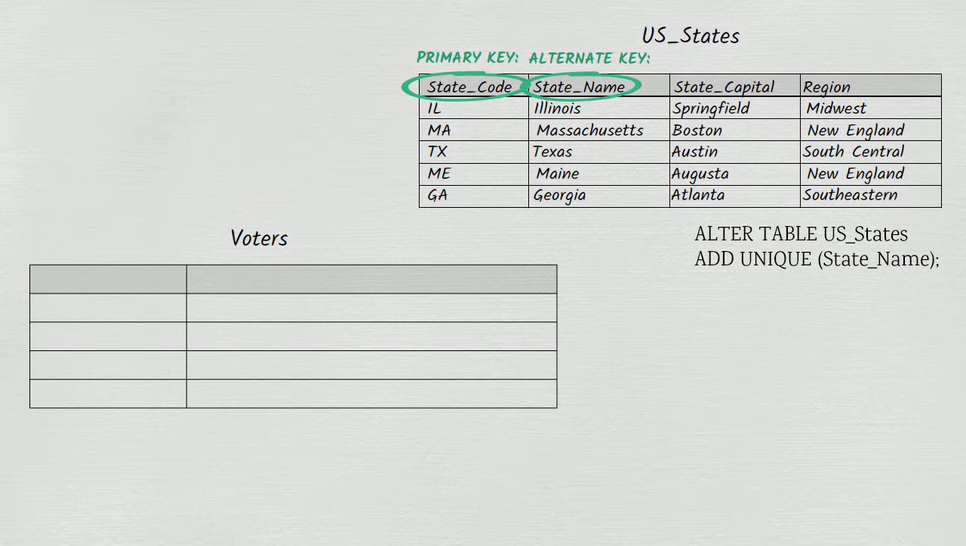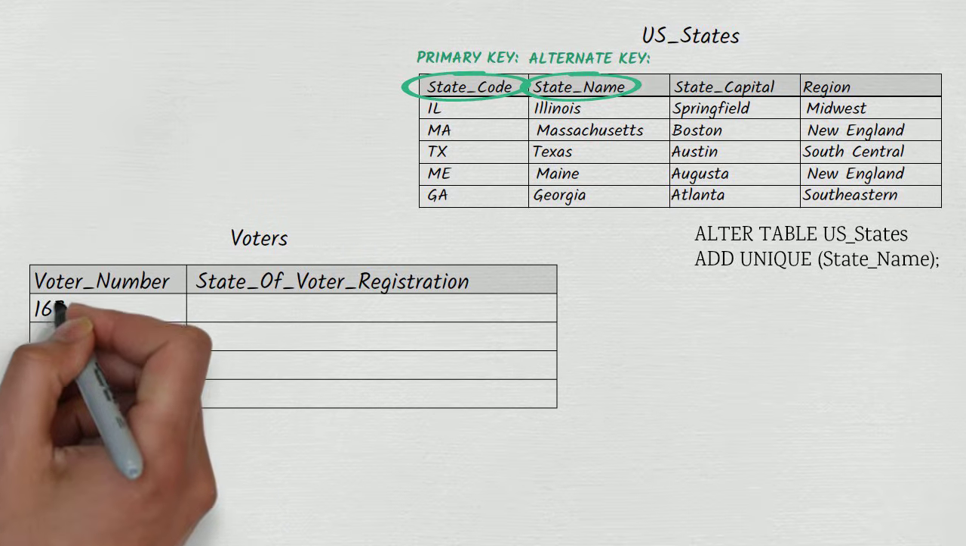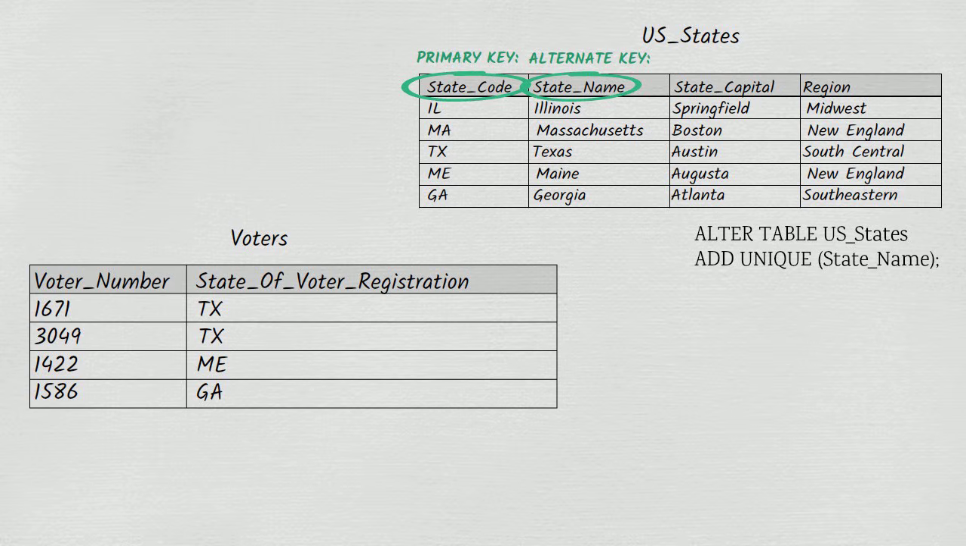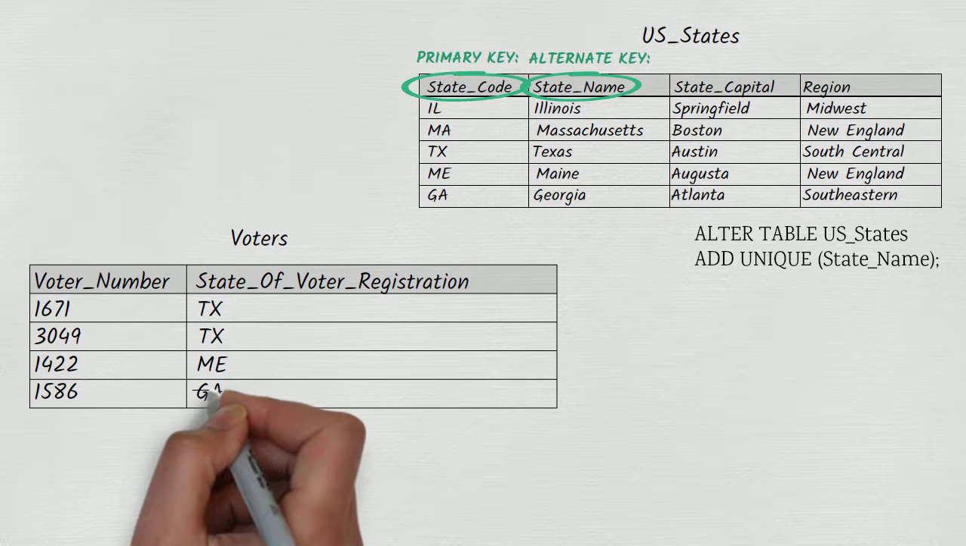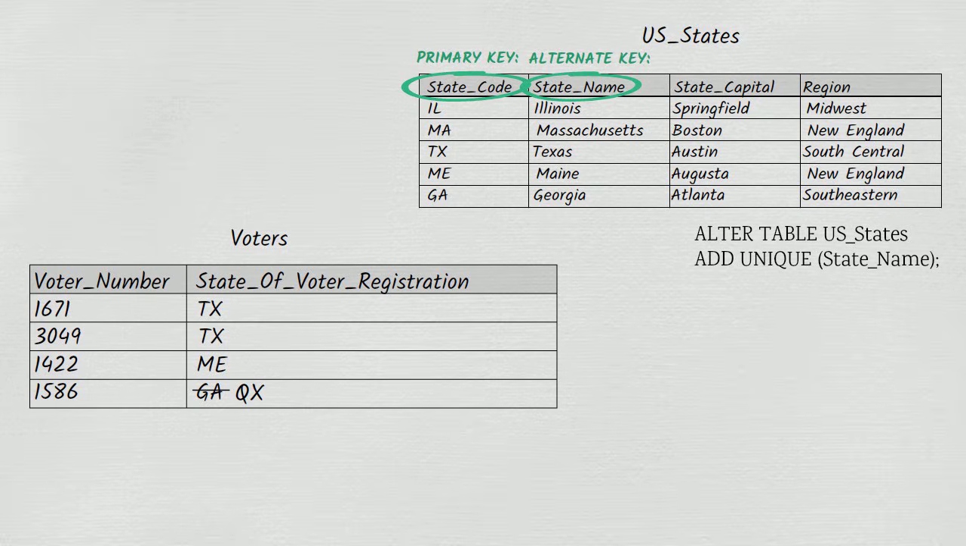Ideally, we want the codes in the State of Voter Registration column to be drawn from the same set of codes as the ones in the US states table, because otherwise we won't be able to relate one to the other. What state is QX supposed to represent? There isn't a QX in the US states table because there is no US state with the postal abbreviation QX. It's safe to say QX shouldn't be allowed in the voters table, so how do we disallow it?